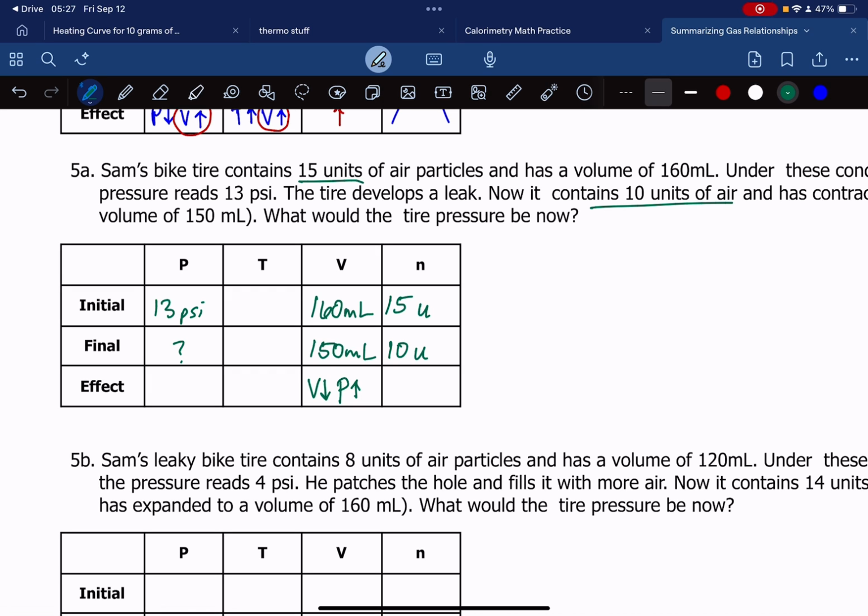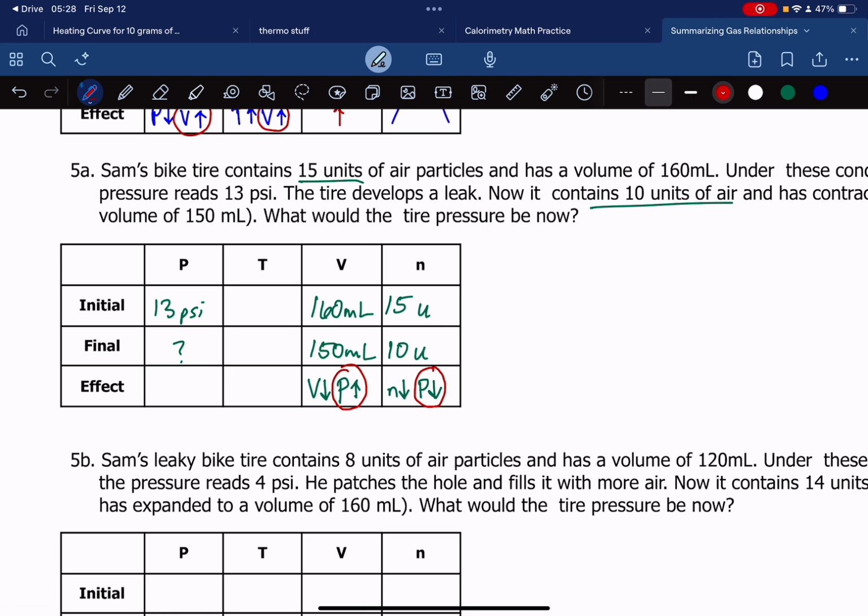But on the other hand, I also can see that the amount of gas in the tire is going down. And what effect does that have on pressure? Well, if there's less particles to bounce around in the container, of course, there's going to be less collision, so that's going to make the pressure go down. So hold up. We have one of our variables, volume, contributing to a pressure increase, and we have another variable, amount of gas, contributing to a pressure decrease. How are we going to deal with this?